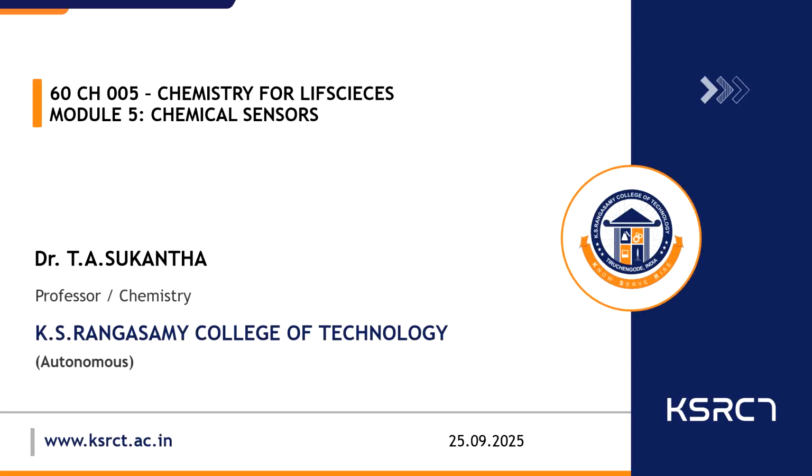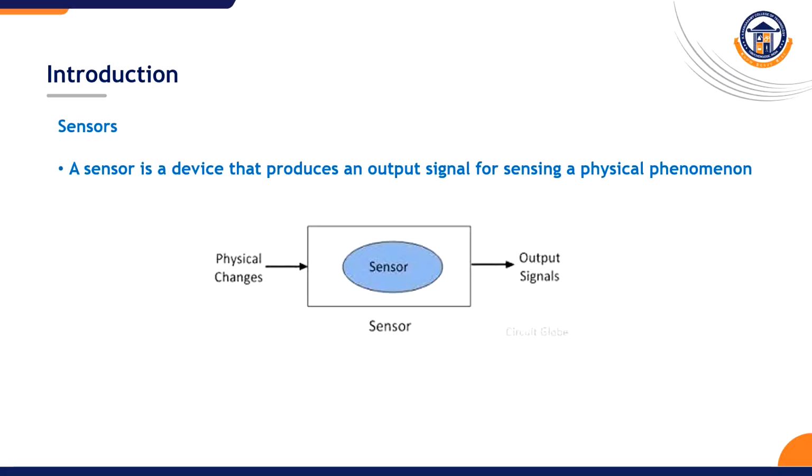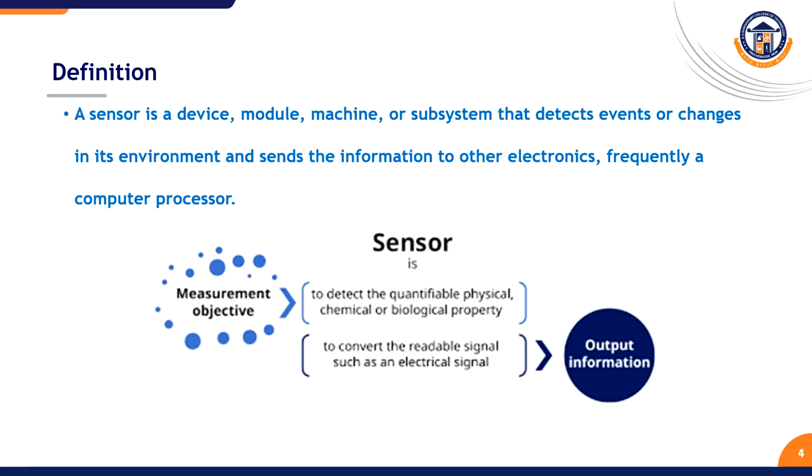Everyone, we are going to discuss chemical sensors: an introduction, classification of sensors, and their applications. What is a sensor? A sensor is a device that produces an output signal for sensing a physical phenomenon. Any physical change, we can witness it. For example, while we are walking on the road at 2 p.m., we feel the sunlight without seeing it; we can feel the hotness. That is nothing but sensing.